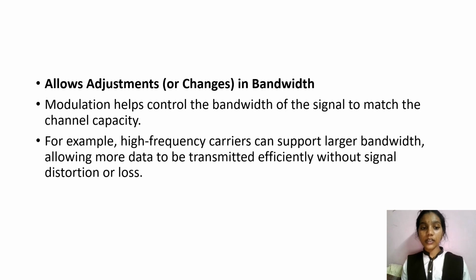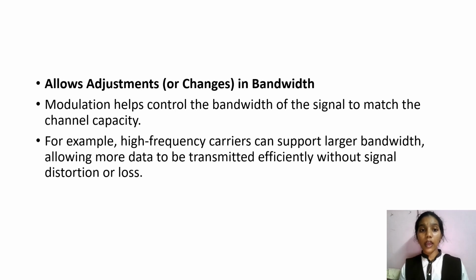And the next one is allowing adjustment in bandwidth. Modulation helps control the bandwidth of the signal to match the channel capacity. For example, a high frequency carrier can support a larger bandwidth, allowing more data to be transmitted efficiently without signal distortion or loss.